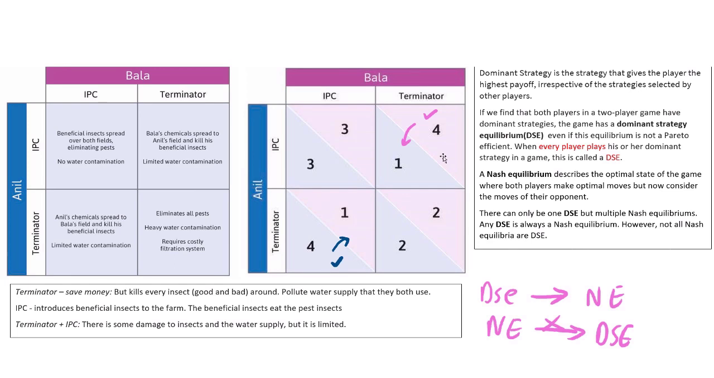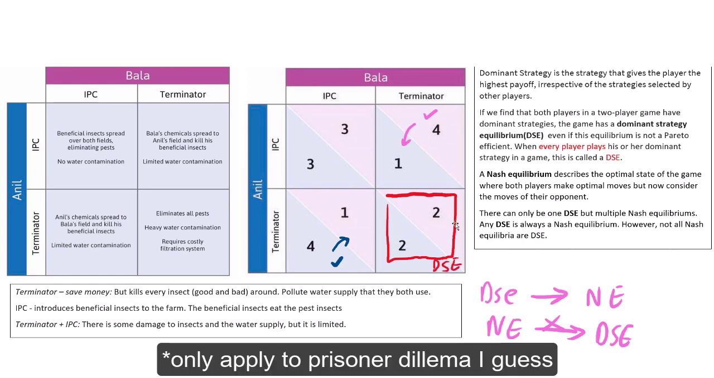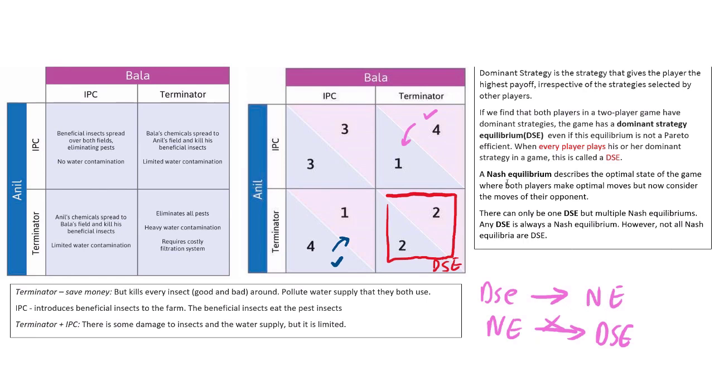Then the answer is, if both of them choose to use their own dominant strategy, then this is called a dominant strategy equilibrium, okay? So I put this as dominant strategy equilibrium. All dominant strategy equilibrium is known as Nash equilibrium already, okay? Let's go and look at Nash equilibrium.